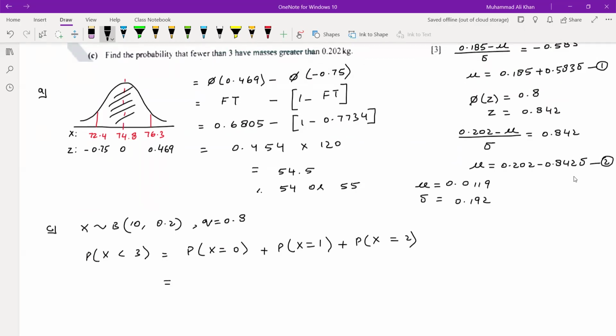Now, by using the binomial formula: 10C0, P power 0, Q power 10, plus 10C1, P power 1, Q power 10 minus 1, 9, plus 10C2, P power 2, Q power 10 minus 2, 8. So now the final answer is 0.678.